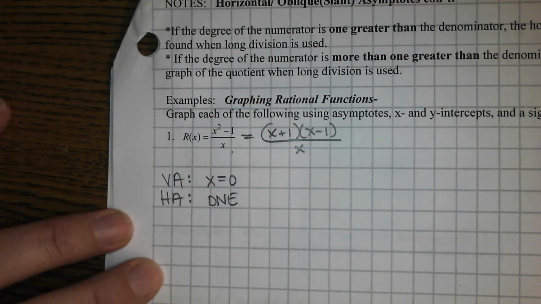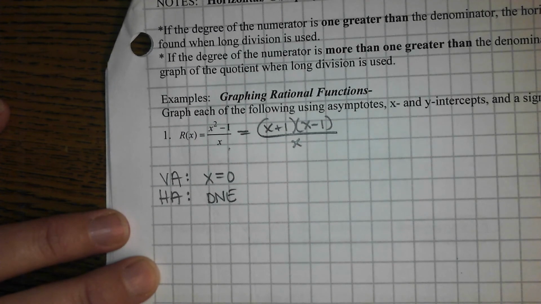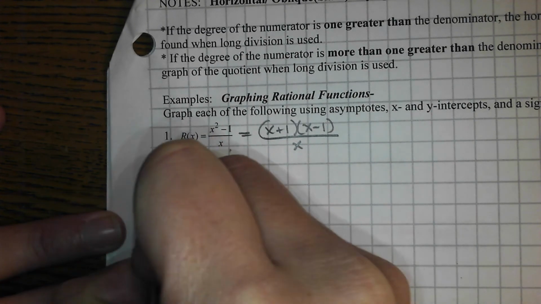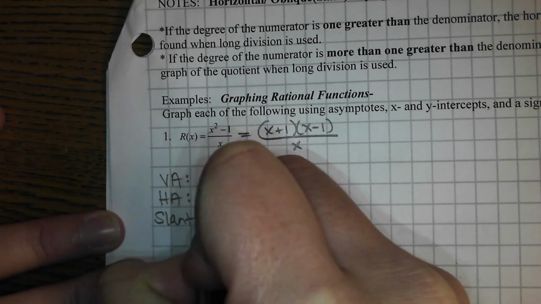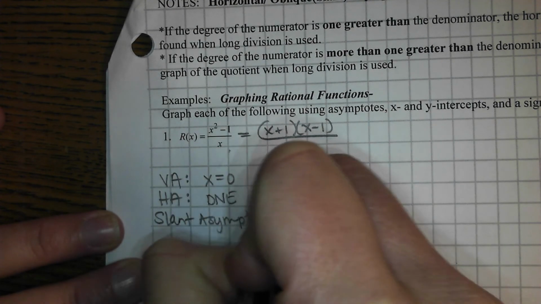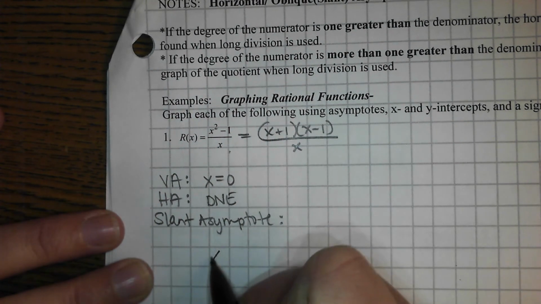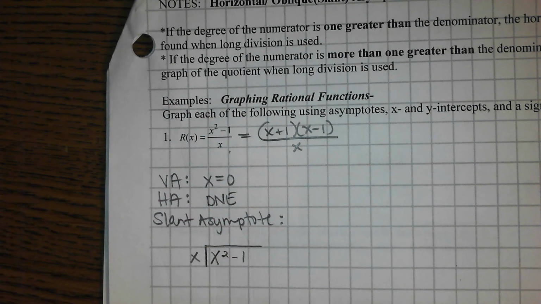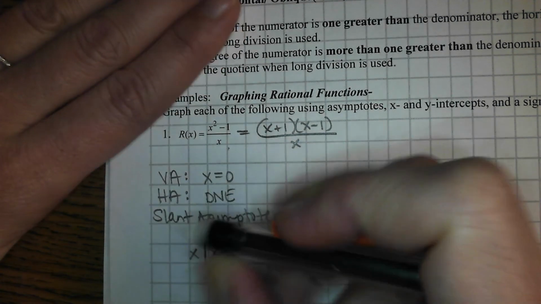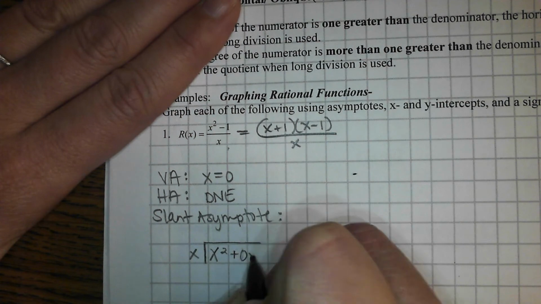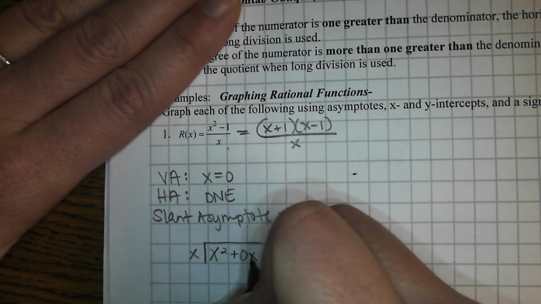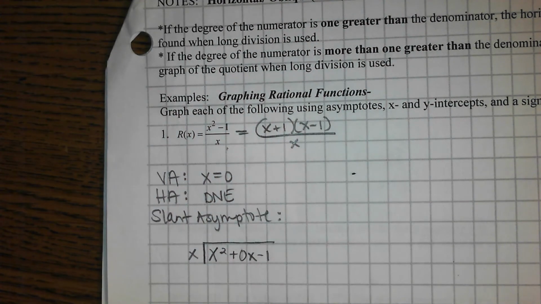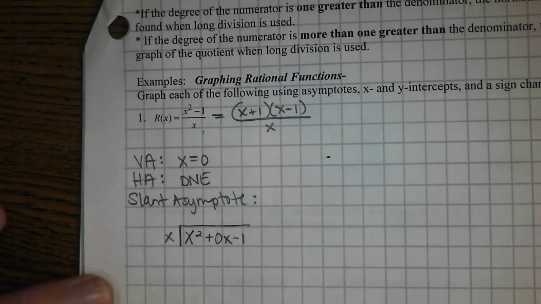If we don't have a horizontal, then there's a follow-up step that we need to do, and that's find the slant asymptote, which comes from the long division. So if I do x squared minus 1 and divide by x, I should throw a plus 0x in there, just so it lines up. Exclusive of the remainder, whatever I get is going to be the equation for my slant asymptote.